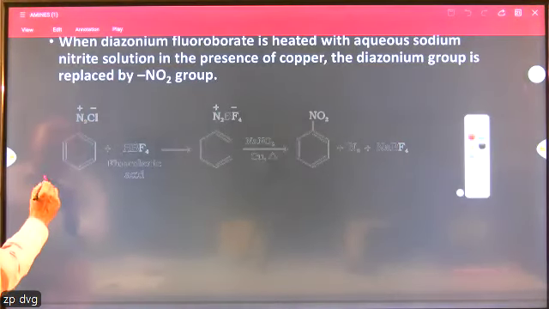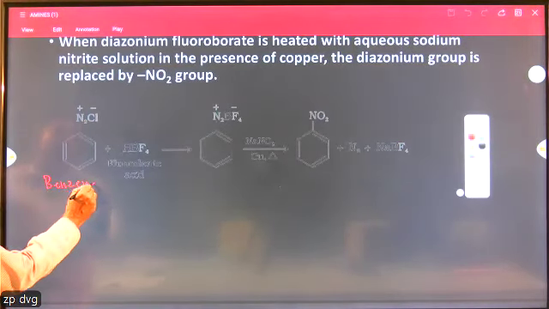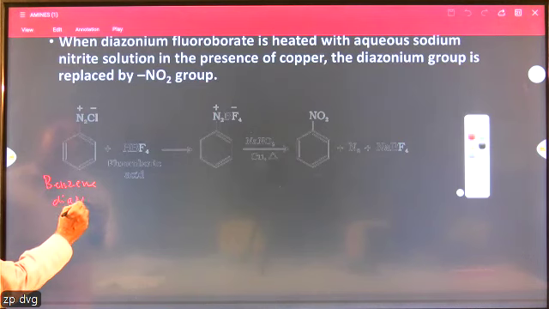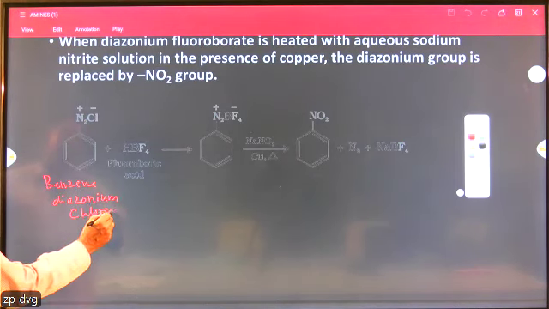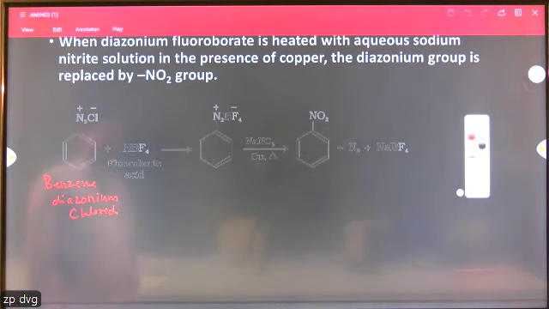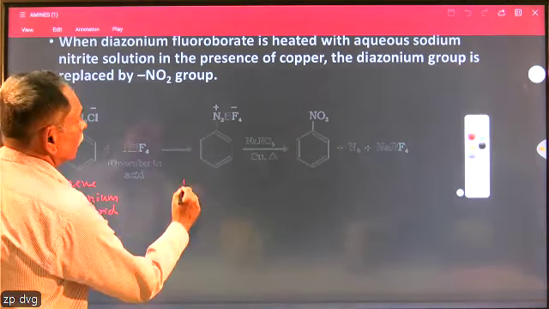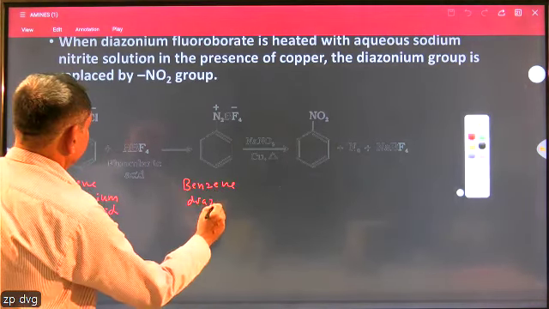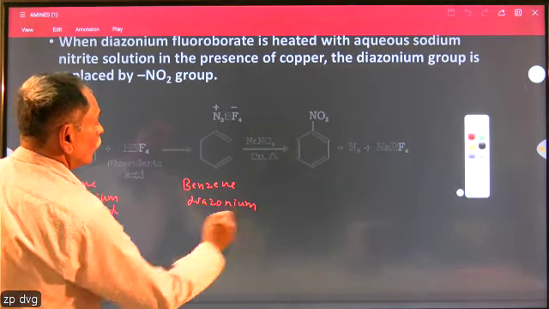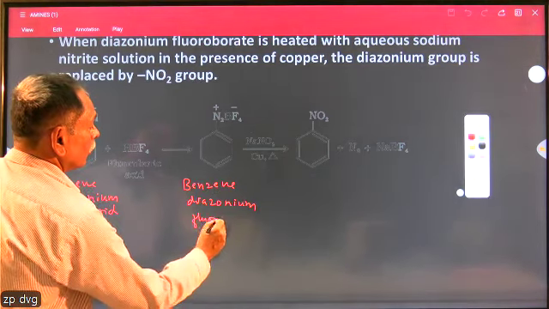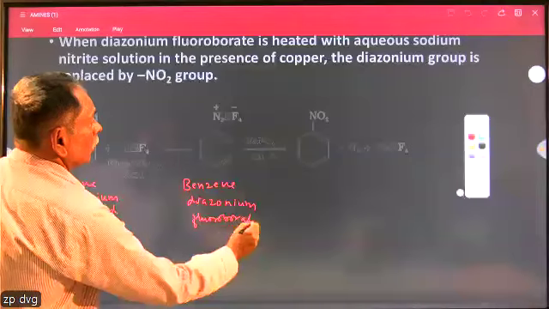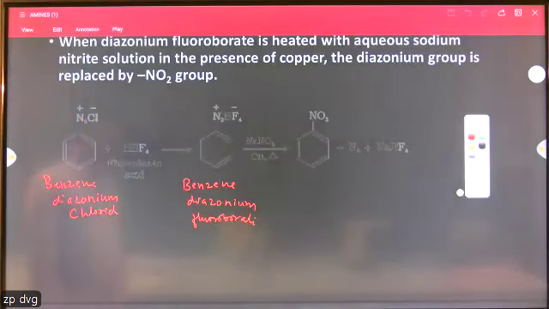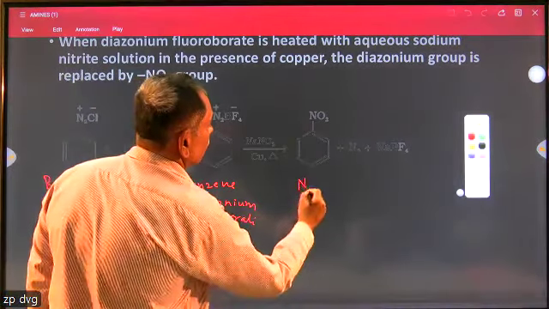Benzene diazonium chloride, when treated with fluoroboric acid, gives benzene diazonium fluoroborate. Upon treating this with sodium nitrite in the presence of copper, you get nitrobenzene.